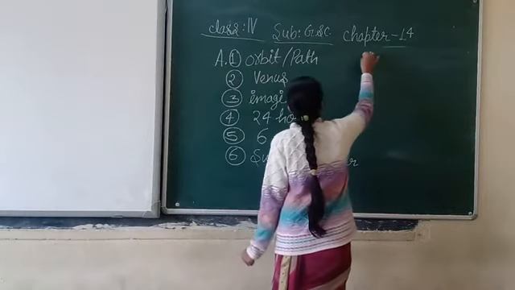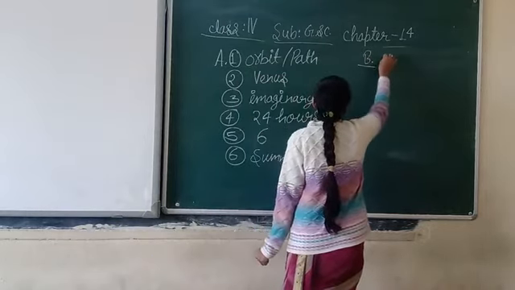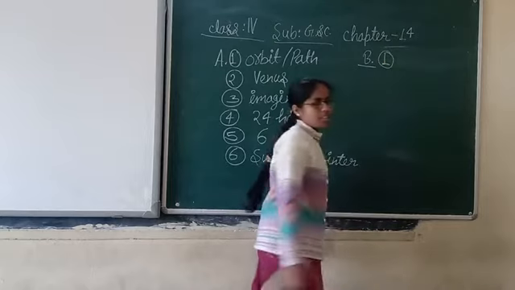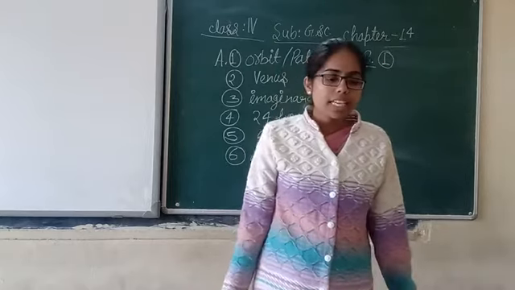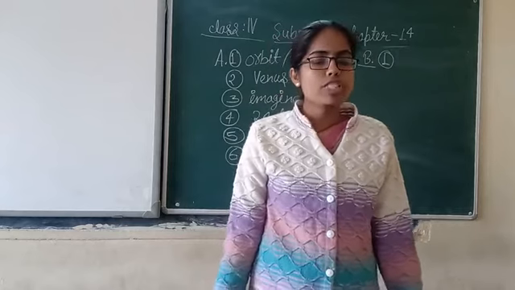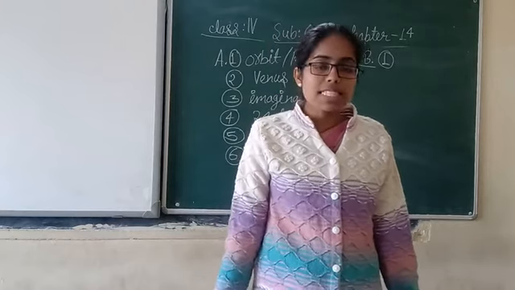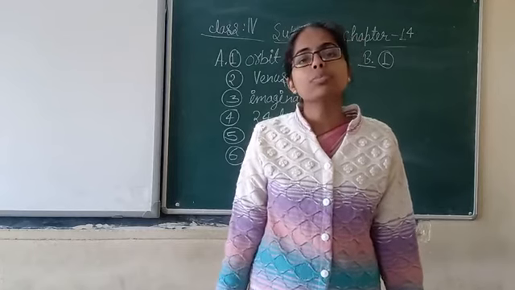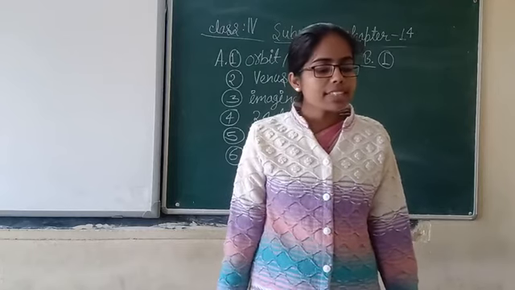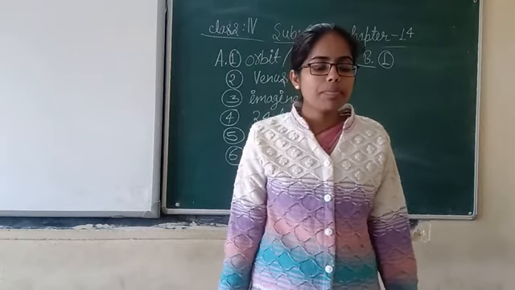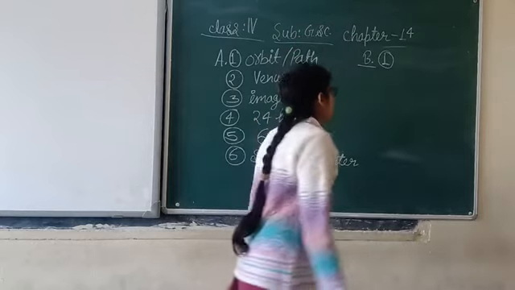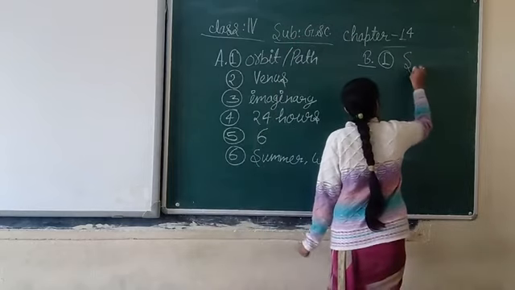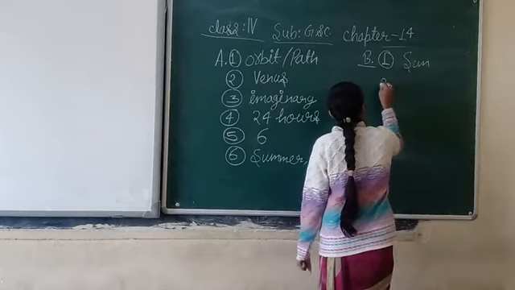Now question number B. Pick the right answer. First question is, it is at the center of our solar system. Dash. We have 3 options: Sun, Earth, Moon. Which is at the center of our solar system? Sun. First option is correct. Sun is the correct answer for this question.